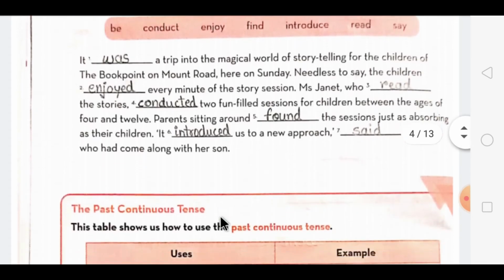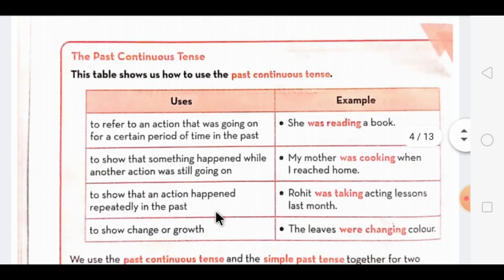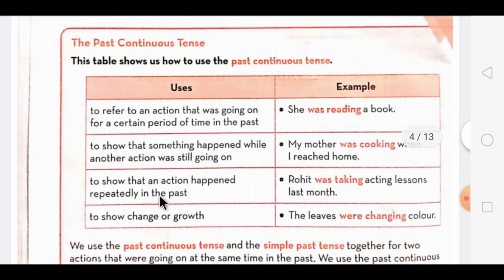Now, dear students, the next topic, this we have completed about the simple past tense. The next one is about past continuous tense, in which I have explained the rules. We use the form subject plus was/were plus the ing form of the verb. We use was/were, dear students, according to the subject. If the subject is singular, we use the word was. And if it is plural, we use the word were in the sentence with the ing form.